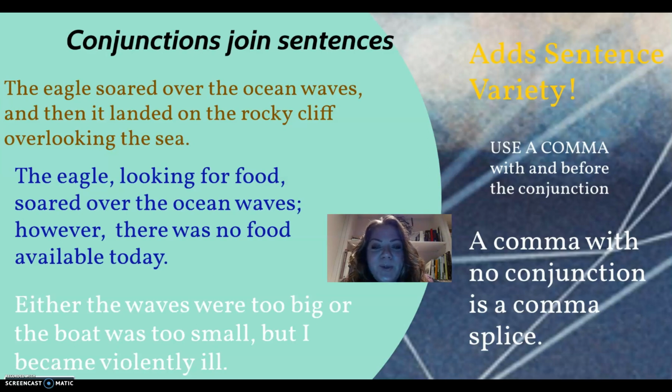Either the waves were too big. What's it about? Waves. What did they do? Were. Were's not an action, but it's a linking verb, subject, predicate. Or the boat was too small. What's it about? The boat. What's my verb? Was. So I have two independent clauses being joined by the conjunction either/or. And then I'm also joining that to another independent clause with comma but, a coordinating conjunction.